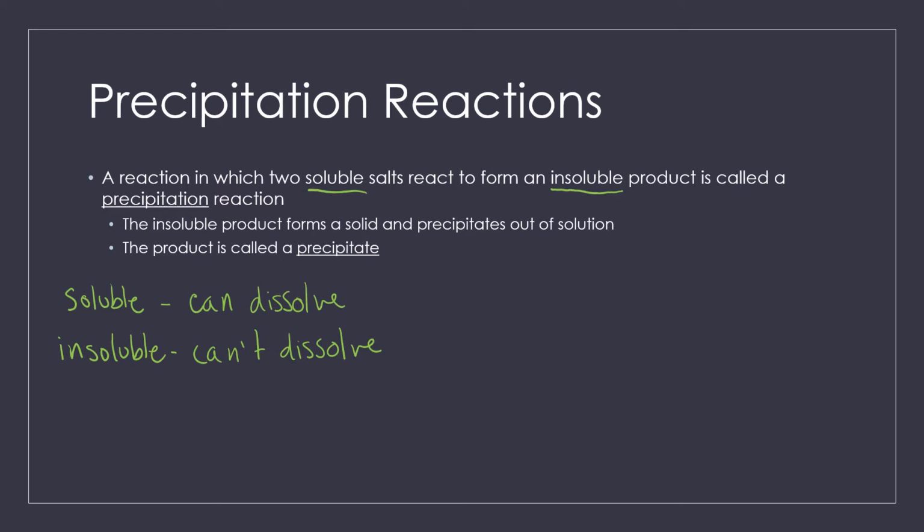Now, let's keep reading. The insoluble product forms a solid and precipitates out of solution. The product is called a precipitate. So we see this word precipitation, precipitates, and precipitate. They're a lot of the same root word, right? But they're being used in completely different ways. Right here, it precipitates out of solution. This is being used like a verb, and here, the product is called a precipitate, which is a noun. What you just have to realize is that this word is really interchangeable. We use it a lot, and you just need to know that it means that a solid is forming and coming out of solution.